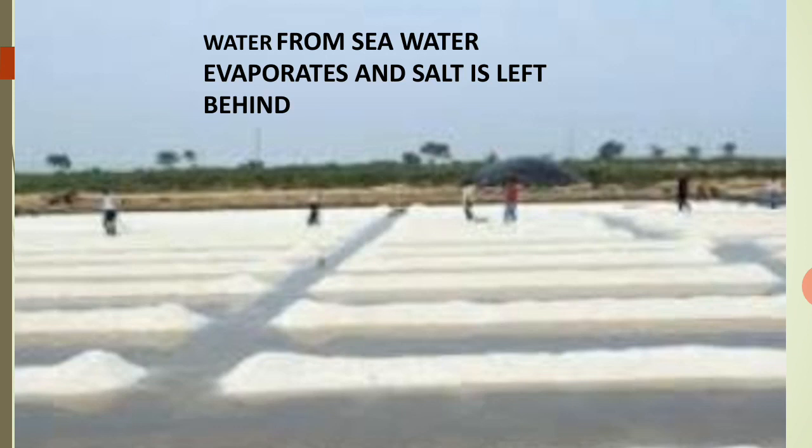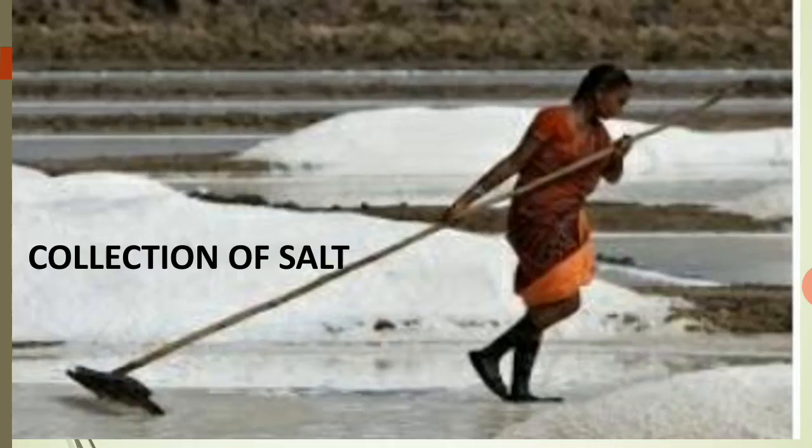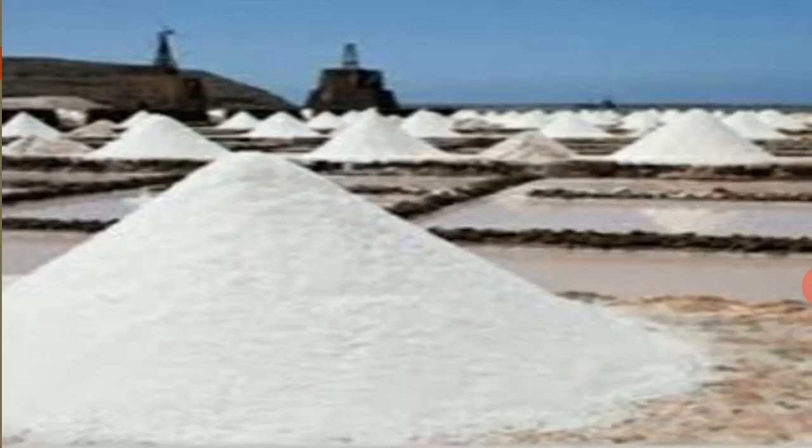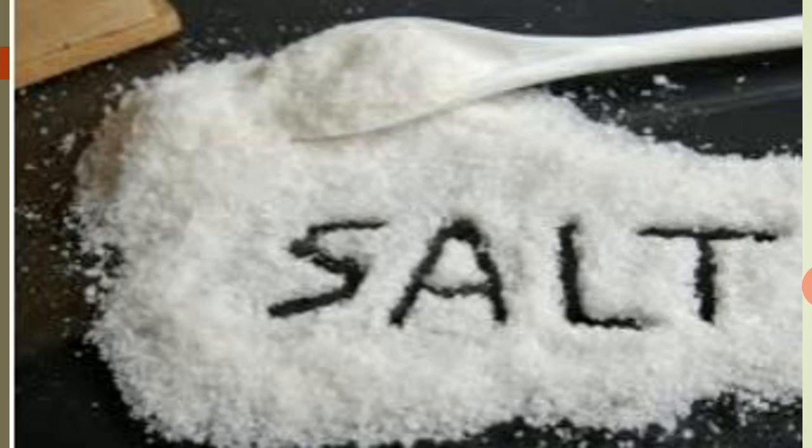The white colored thing which you can see here is salt. Then salt is collected. Here also salt is collected and made into heaps. From here the salt is taken to the factories and it is processed. It means it becomes free from impurities. And then the salt is ready for use. You know that salt is very important for us.